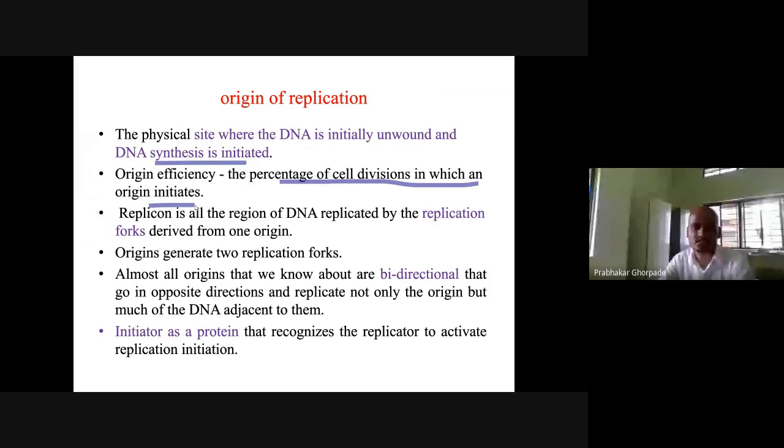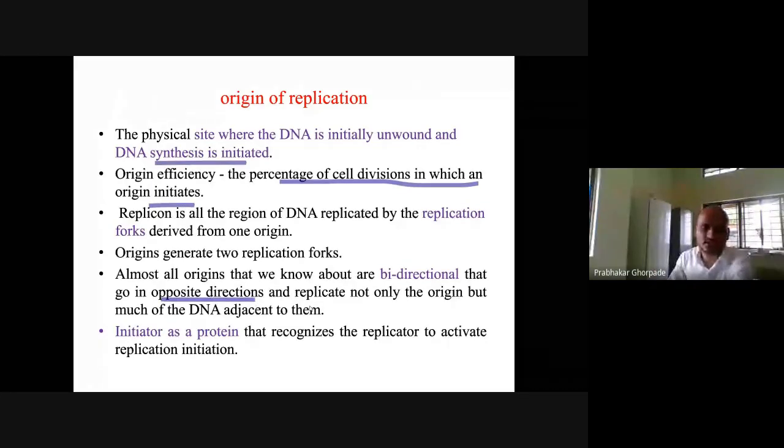So an origin generates two replication forks. Already we saw that they migrate in the right and left directions. That is bidirectional, and the replication proceeds in opposite directions. The initiator protein recognizes the replicator and activates the replication initiation.